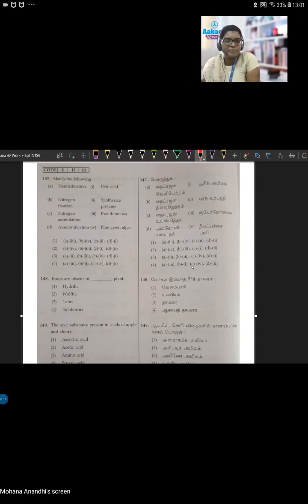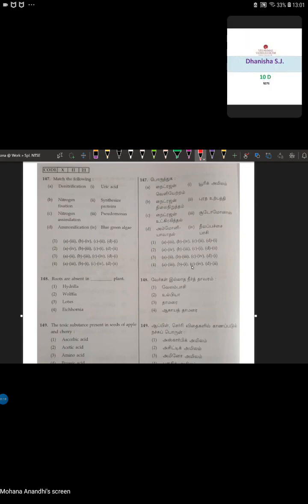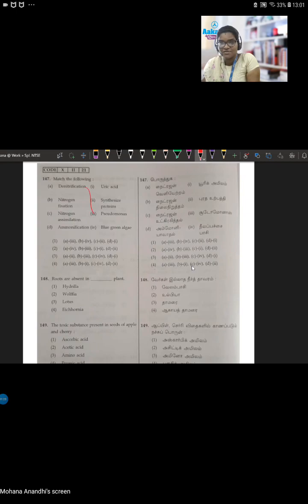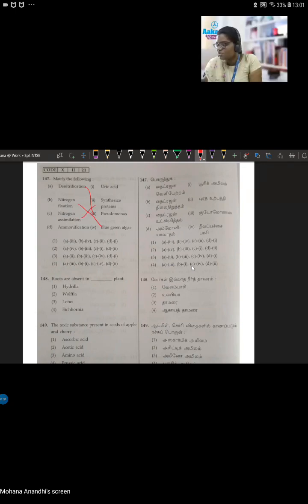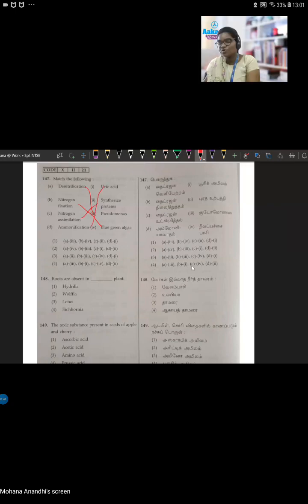Denitrification was done by Pseudomonas. And nitrogen fixation, by blue-green algae. Nitrogen assimilation, where nitrogen helps in forming the synthesis of proteins. And ammonification, the release of ammonium compounds in any form. Which one is uric acid? So what is the option? It goes with option 1.